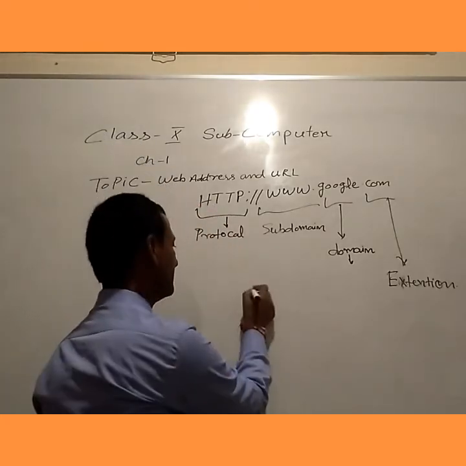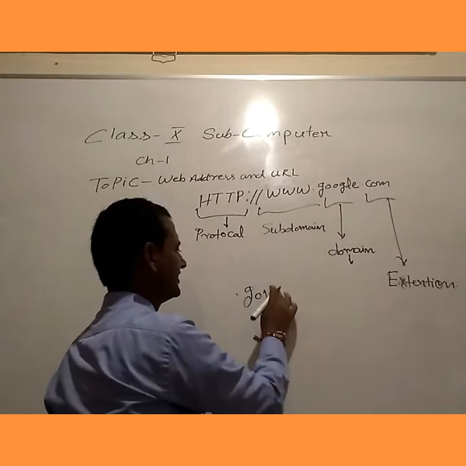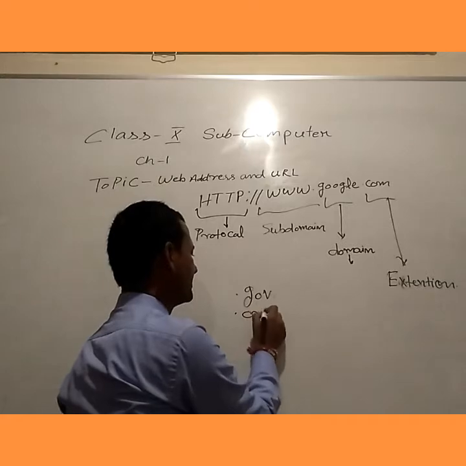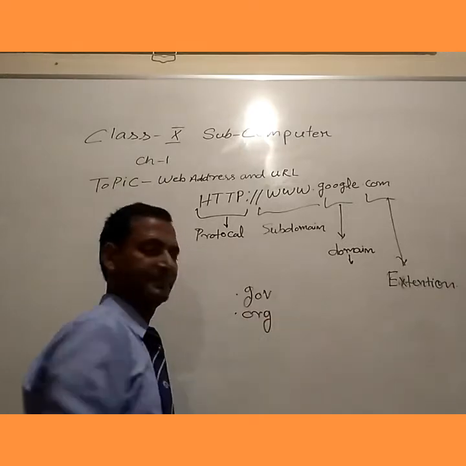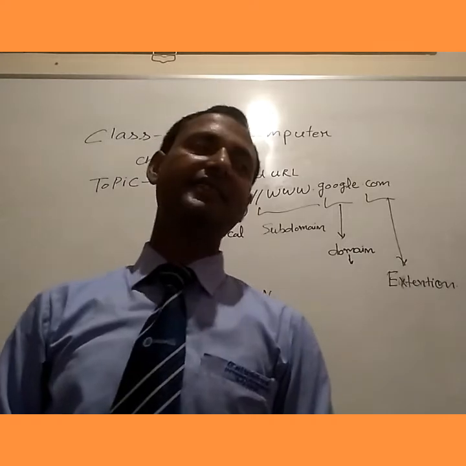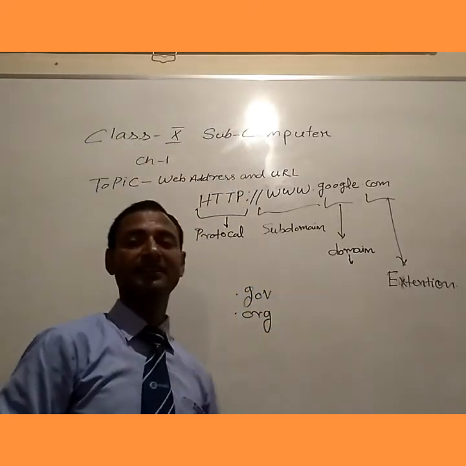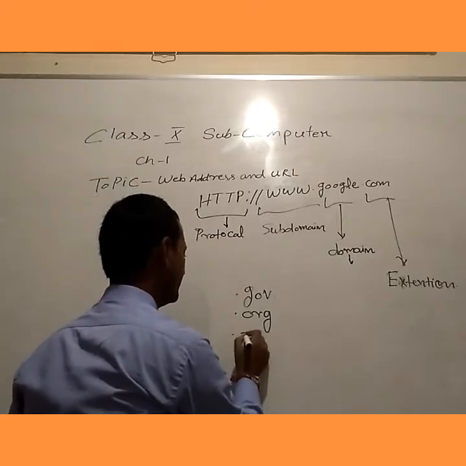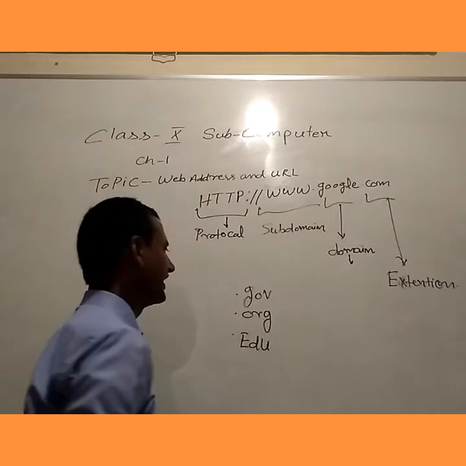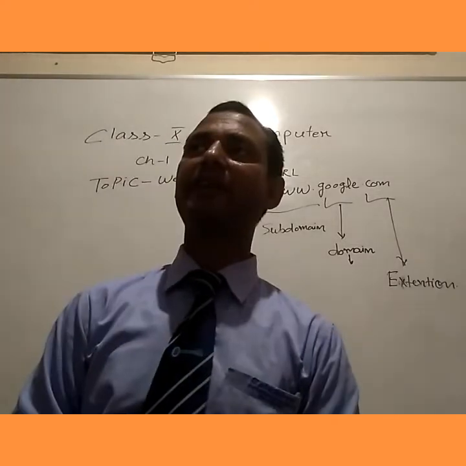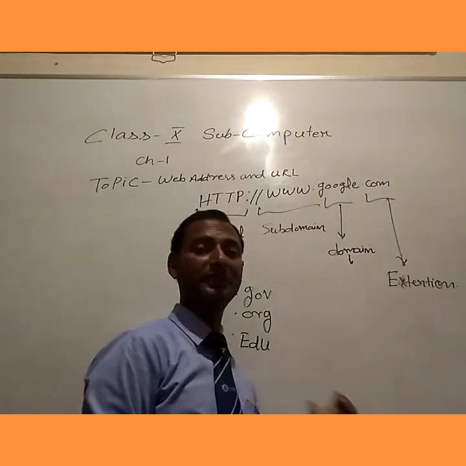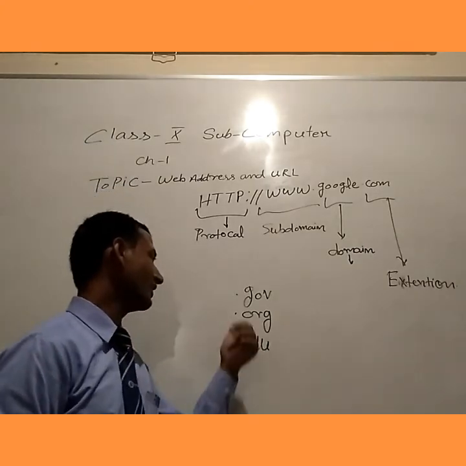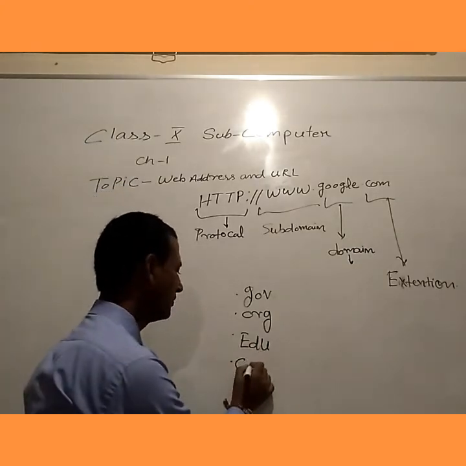Sometimes we use .gov, that is called a government website. Sometimes we use .org, organization, non-profit organization, that is called an organization. Organizational website, government website, .edu, educational website. There are different extensions used for different websites, like .gov, .org, .edu, .com for commercial.